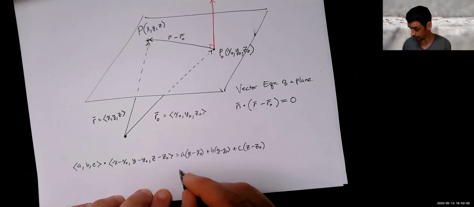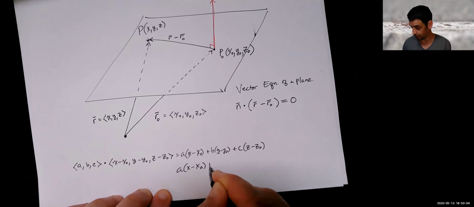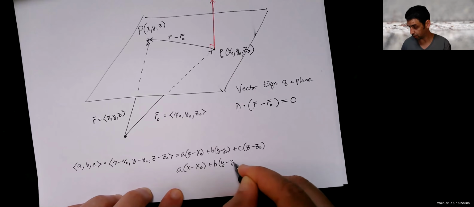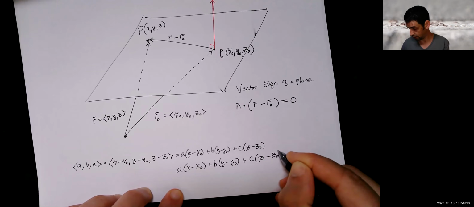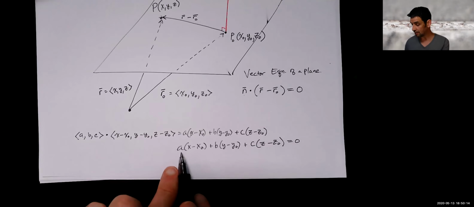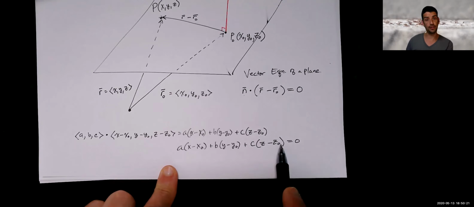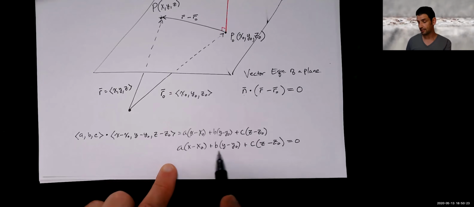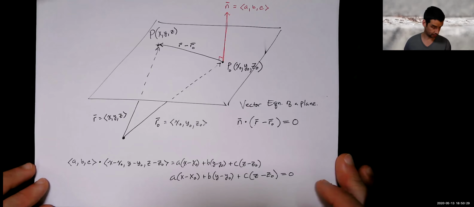Well, what does that mean? That means this equation, A times x minus x naught plus B times y minus y naught plus C times z minus z naught has to be equal to 0. All right, and now you can see if we know what n is, what A, B, and C are, and we know x naught, y naught, z naught, then any point, any triple x, y, and z that satisfies this equation is a point in this plane, right?